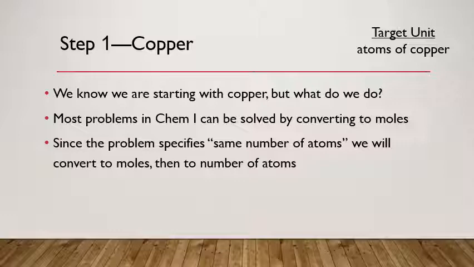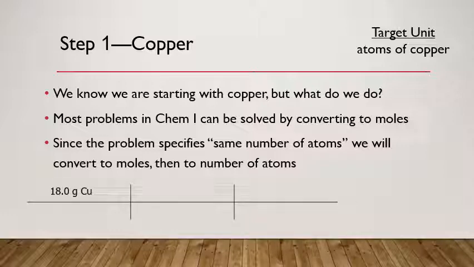Our target unit is atoms of copper. I always specify the target unit whenever I do any kind of dimensional analysis problem. There's our grid. There's our given information, 18.0 grams of copper. I apply the molar mass, 63.55, to put grams on the bottom because I want grams to cancel. Grams are not in our target unit. If 63.55 grams goes on the bottom, 1 mole goes on the top. Okay, we're closer now. We're to moles.